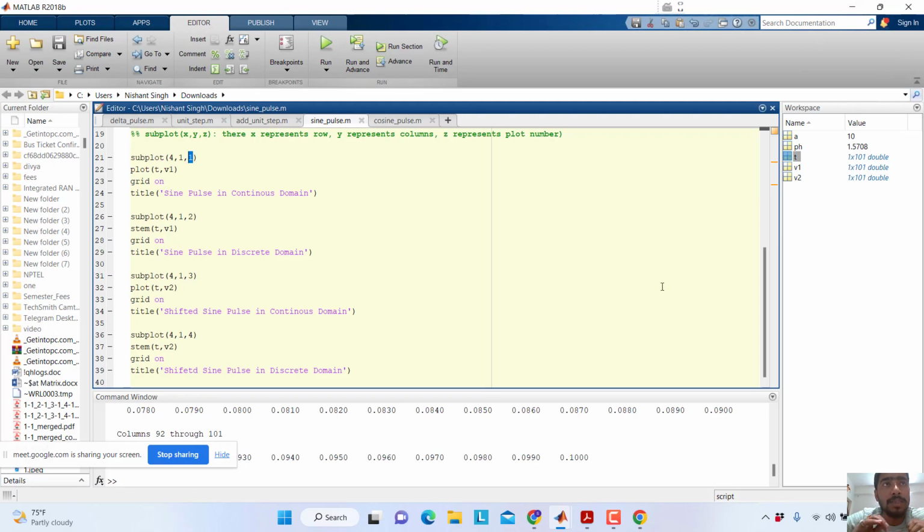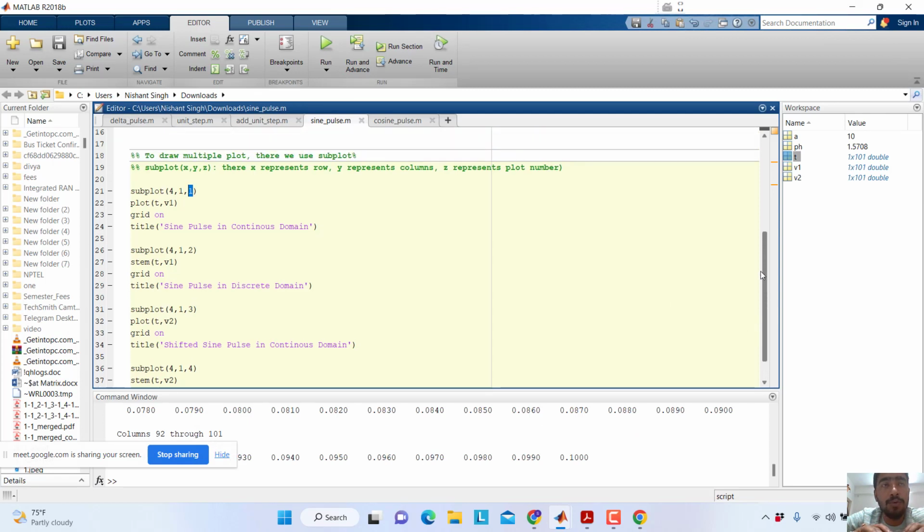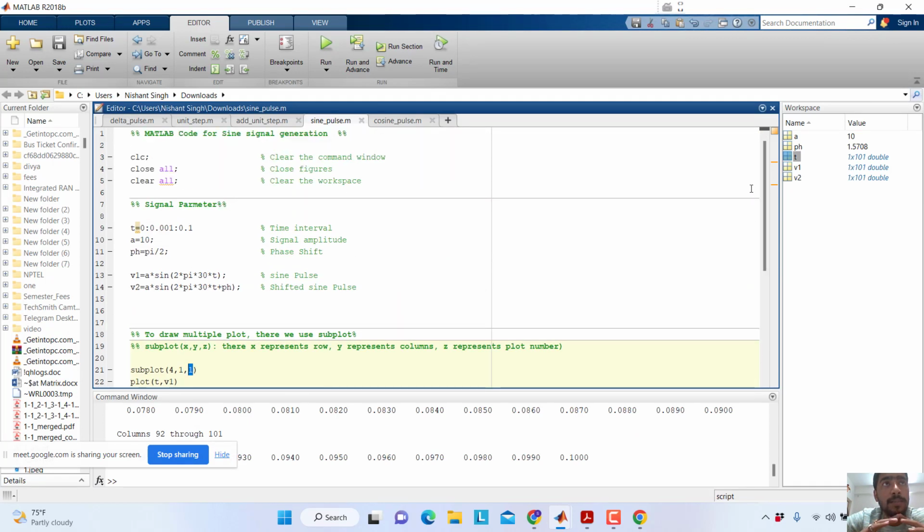If anyone has a doubt, please ask. It's a general MATLAB code to generate the sinusoidal signal in MATLAB. Maybe it helps you.